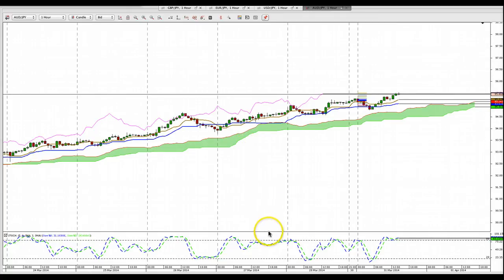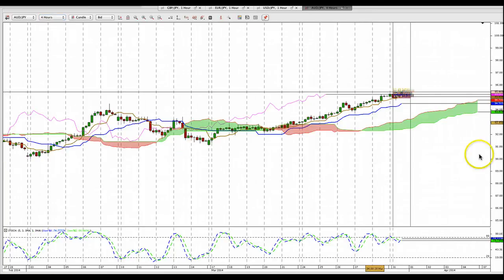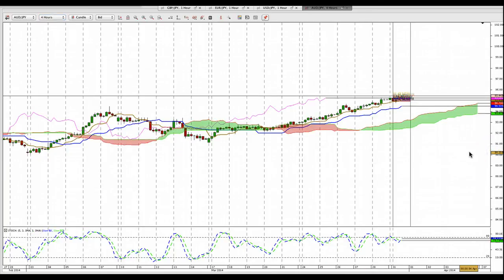So the first thing I do is look at the 1 hour chart, and if the price of these candles is above the cloud, then we're obviously in an uptrend. Then I'll go to the 4 hour chart. What I'm looking for is consistency. I'm looking for the same thing on each time frame. On the 4 hour chart, we see the same thing as the 1 hour chart. So clearly we're in an uptrend on the 1 hour and 4 hour chart.